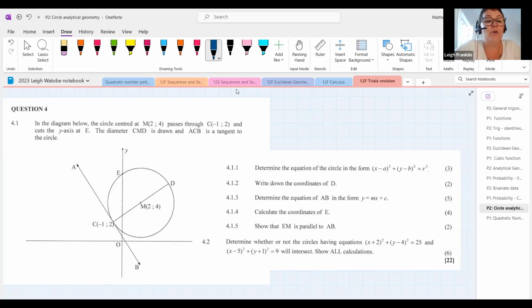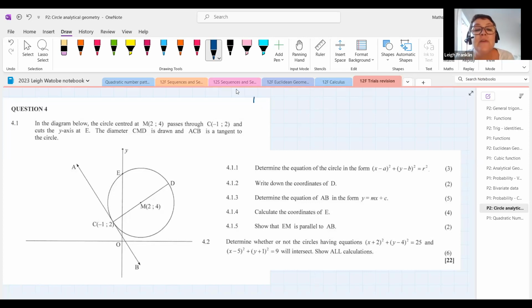It says in the diagram below, the circle centered at M passes through the point C, which has coordinates -1 and 2, and cuts the y-axis at E. The diameter CMD is drawn, and ACB is a tangent to the circle. All right, so the first thing that they want us to do is determine the equation of the circle in the form x minus a squared plus y minus b squared equals r squared. Okay, so it is our job to sub in and solve for the a and the b and the r squared. Okay, so they've given us the coordinates at the center.